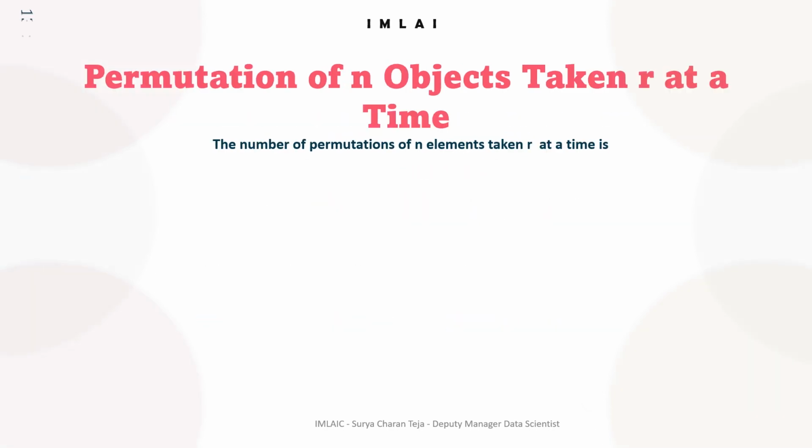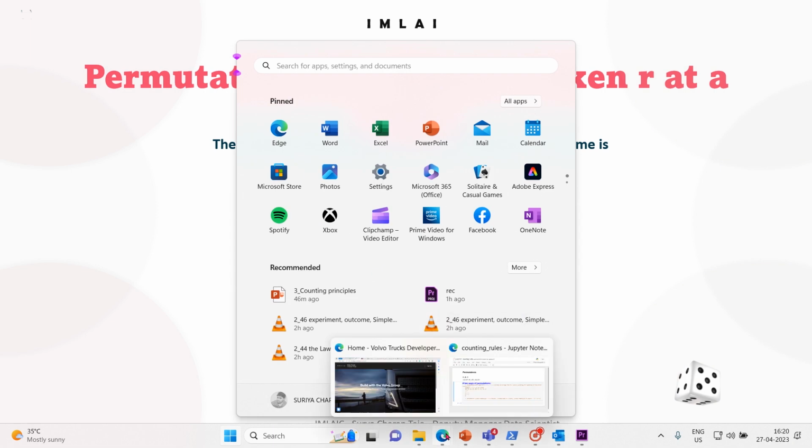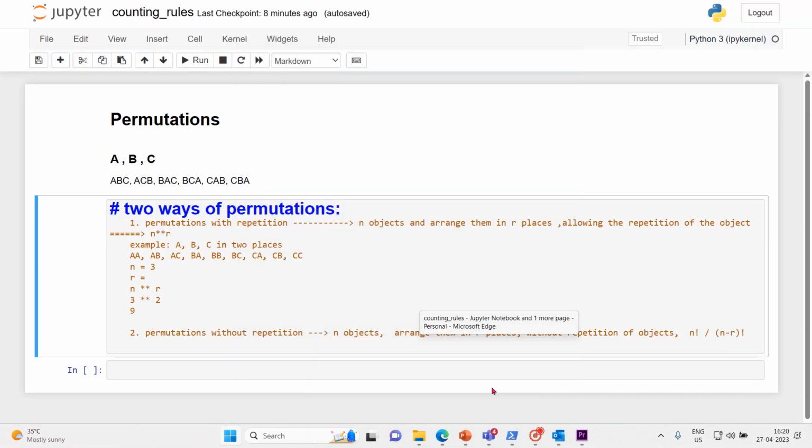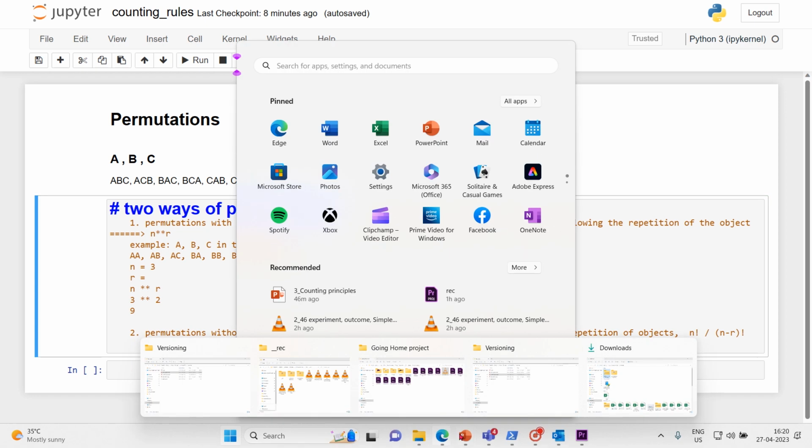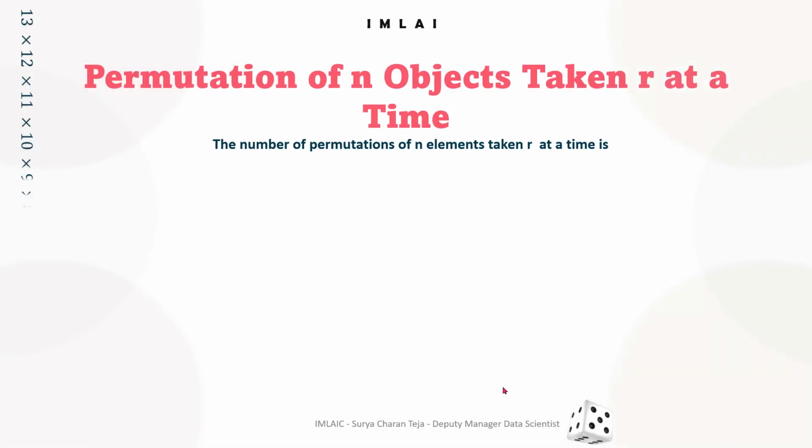So now the second one, permutation of n objects taken r at a time. This is what we are seeing. In that there are 2 different ways: one is permutations with a repetition, the other is permutations without a repetition. So we'll be looking at the permutations without a repetition.